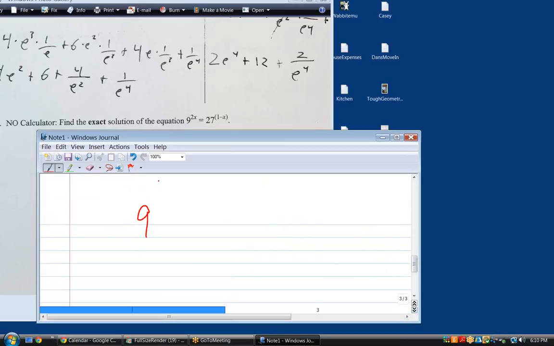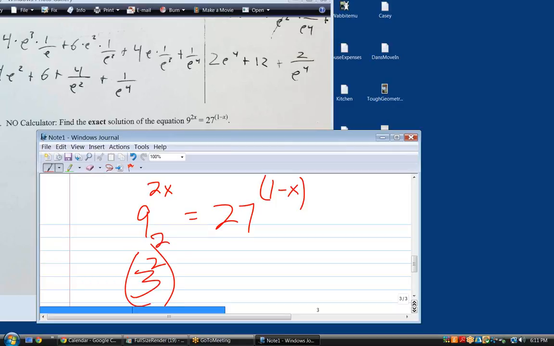Like, since I know 27 is 3 to the 3rd. Exactly. In other words, 9 is 3 squared. Right. And in other words, it's essentially 3 to the 4x. It's a common exponential base. When you have problems like this, if you can find a common exponential base, then you can solve them without logarithms. Because I can write 9 as 3 squared to the 2x. I can write 27 as 3 cubed. And the parentheses are very important here.